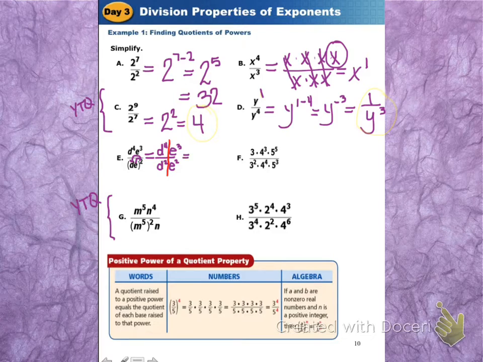So looking at the d's, I have d to the fourth over d squared, which would leave me d squared. And then here I have e to the third divided by e squared, which would leave me with e to the first power. So that's our final answer there.